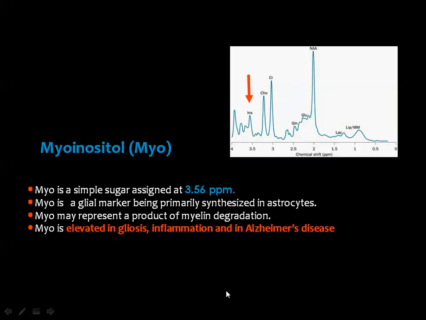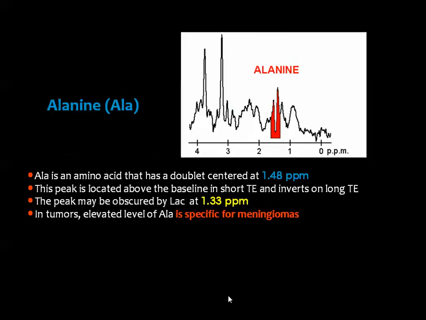Then myoinositol is located at 3.56 ppm, and this is a glial marker, being synthesized primarily by astrocytes. And this peak is not usually used in the judgment of brain lesions, for example, it is elevated in gliosis, inflammation, and in Alzheimer's disease.